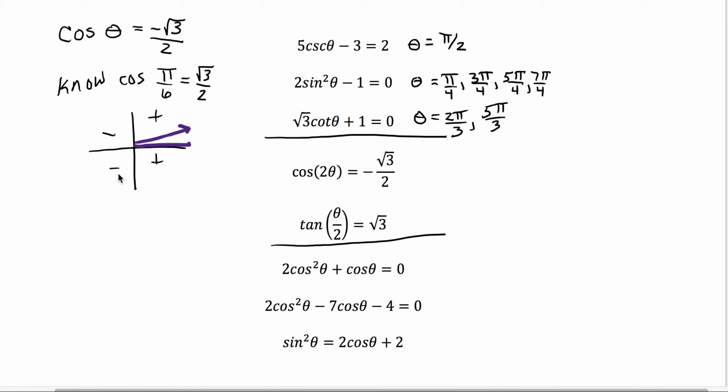So I'm going to take that angle, that pi over 6, and I'm going to reflect it over into the second quadrant. All right, so that angle is going to be 5 pi over 6. And then I'm going to take that angle and reflect it down into the third quadrant. And that angle will be 7 pi over 6. And so I'm getting my two sort of base angles.